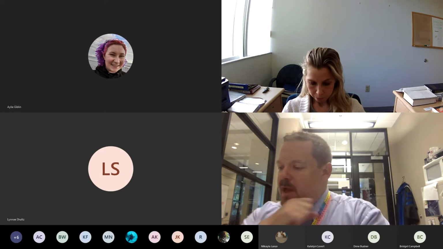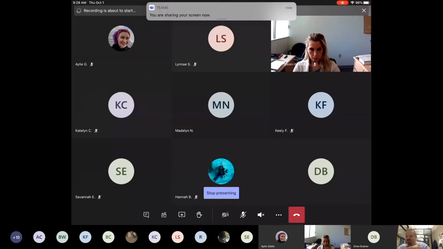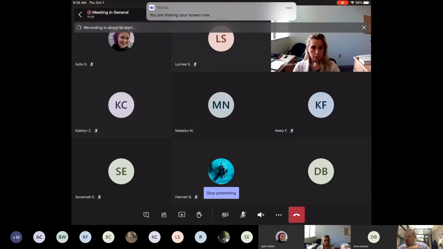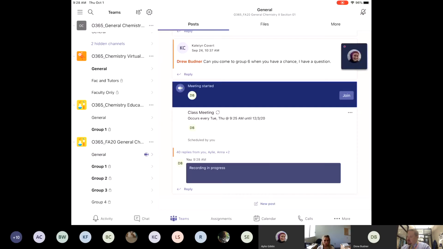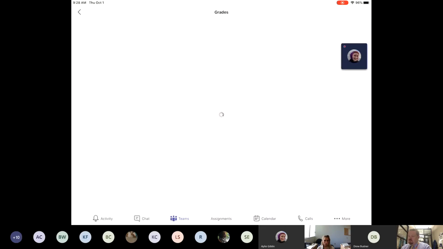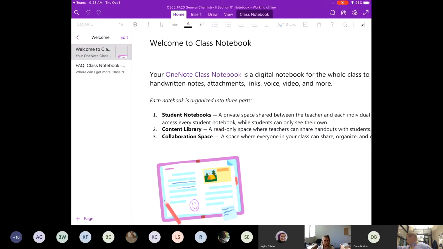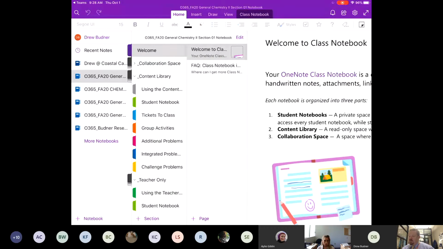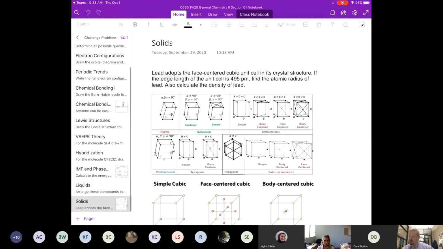All right, so in this challenge problem, we're asked to calculate the density of a substance as well as its length of the side, given some information about the crystal lattice. So here in the OneNote or in the class notebook, you will see I've added some additional resources, some of which are in the lecture, but some of them are not.